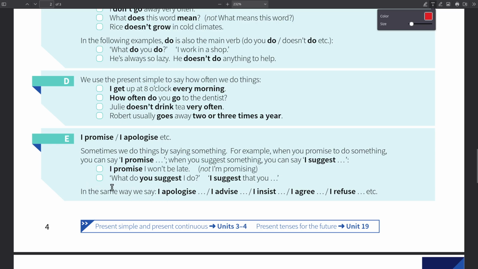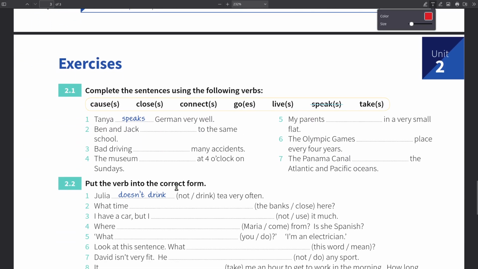Another example is, what do you suggest I do? What do you suggest I do? Right? I suggest that you, right? Because the simple fact that we are saying it means we are doing something. In the same way, we can say I apologize, I advise, I insist, I agree, I refuse, right? We're going to see some examples on the next page, okay?